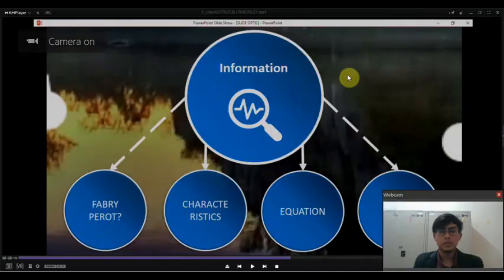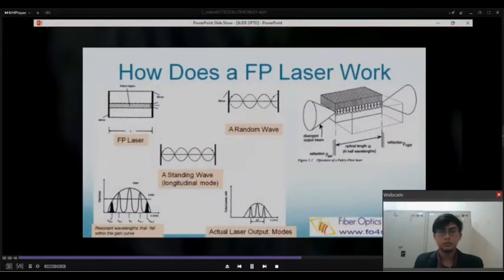Next, we will see how it works. Before we start, we need to know the structure of the FP laser, which contains two parallel mirrors and an active region. The two mirrors and the active medium between them form a laser. This is shown in this figure. We need mirrors to provide positive feedback, that is, the return of stimulated photons to the active medium to stimulate more photons. The two mirrors themselves form a resonator with length L.